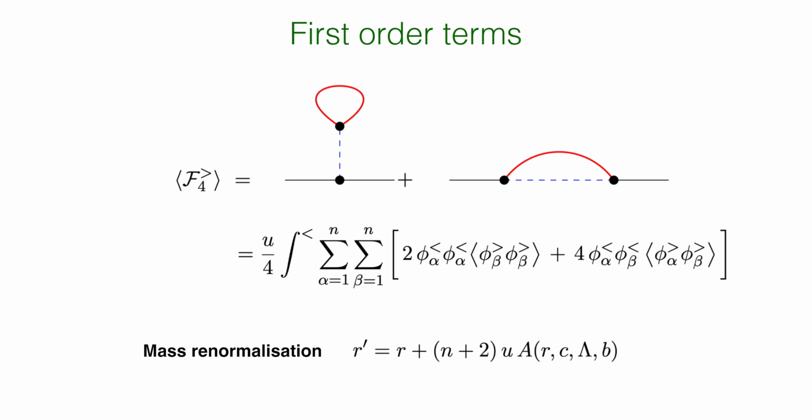Now, let me write down the diagrams. And again, stop me anytime. The diagrams then for the average are those two. And they come from the fact that I can close the internal lines either on one side of that vertex, or I can close it by connecting the two sides of that vertex.